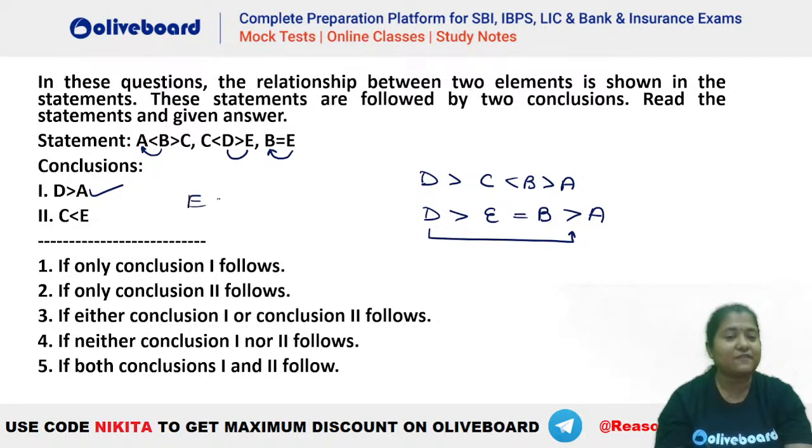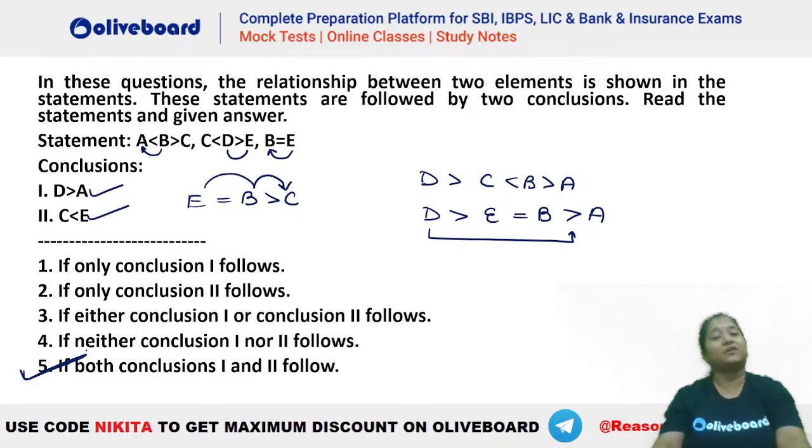You can see we have E is equal to B and B is greater than C. So you can see, yes, this is also true. E has to be greater than C. That means this is also right here. So the answer to this question has to be both 1 and 2 follow.